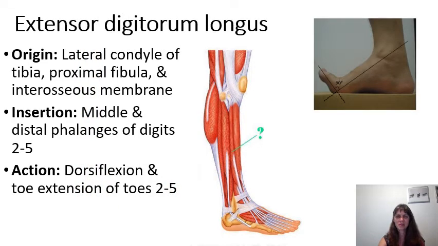Extensor digitorum longus is marked by a question mark on this slide, and as you follow the tendon for extensor digitorum longus, you'll notice that the tendon branches out to extend toes 2 through 5. So the origin is the lateral condyle of the tibia and the proximal fibula, as well as the interosseous membrane between the tibia and the fibula, and it inserts on the middle and distal phalanges of digits 2 through 5 to dorsiflex and extend toes 2 through 5.